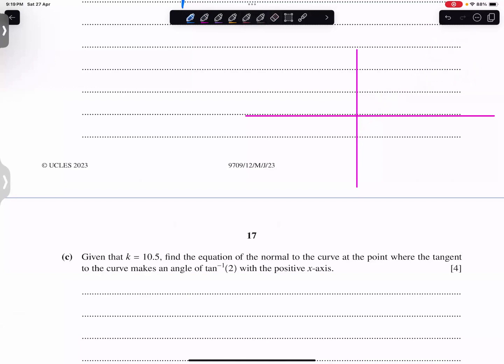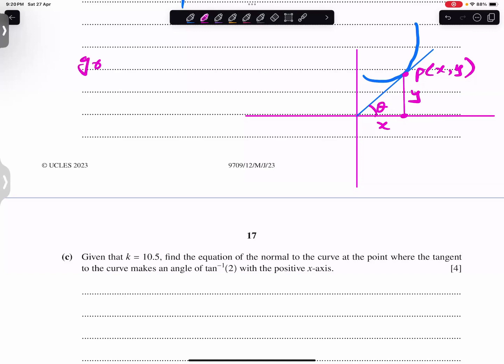Let me draw it again. Let's suppose this is my tangent, and this is my point P, x comma y. This length is x and this length is y. This angle could be any angle, let's say theta.